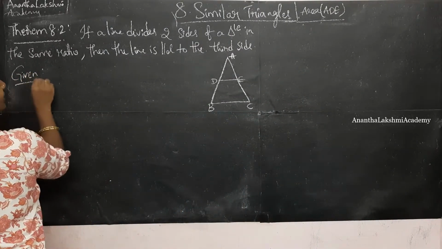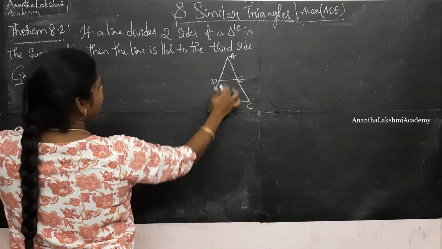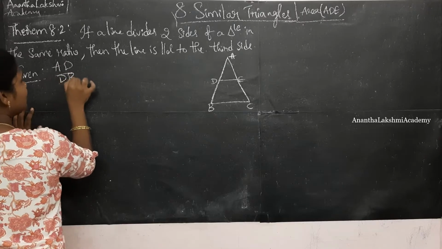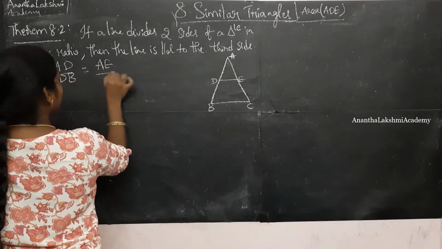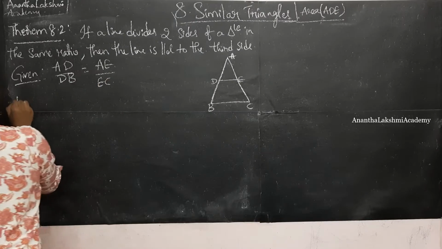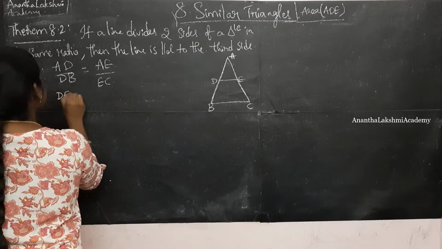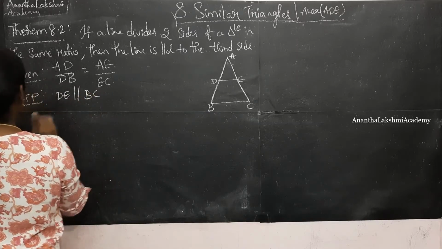what is given for us? The line divides two sides of a triangle in the same ratio. That is nothing but AD by DB is equal to AE by EC. What are we supposed to prove? We are supposed to prove that DE is parallel to BC. We are supposed to prove this.